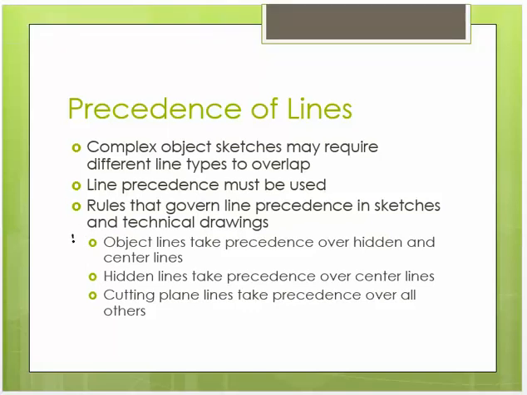Object lines take precedence over everything. All right. The second one, hidden lines are the next most important. Cutting plane lines take precedence over all others. So if you have a choice between putting down an object line, a hidden line, or a dimension line, you put down an object line because it is the most important. If you have the choice between putting down a dimension line or a hidden line, you put down the hidden line, and so forth.